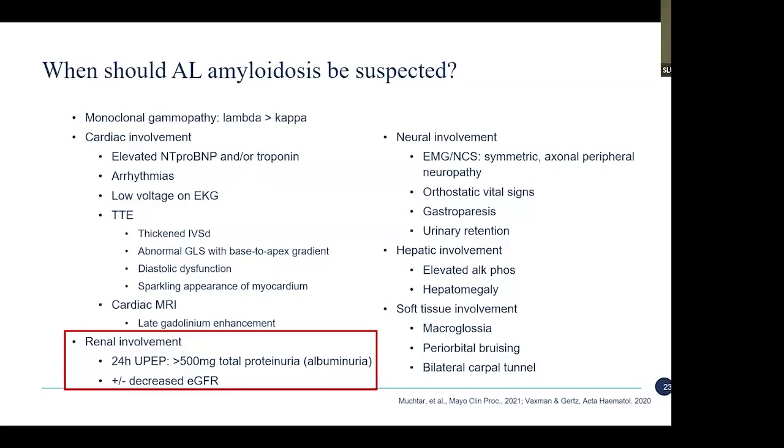Unfortunately, from the renal point of view, it's really non-specific to have a threshold. It's really just looking at proteinuria. The kidney function may or may not be affected, so just have it in mind.